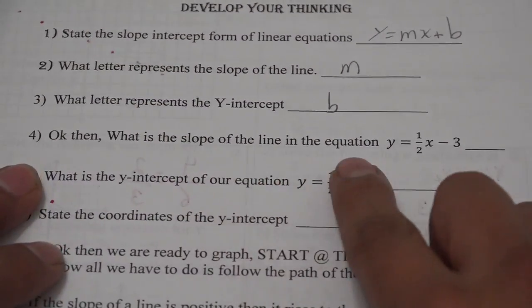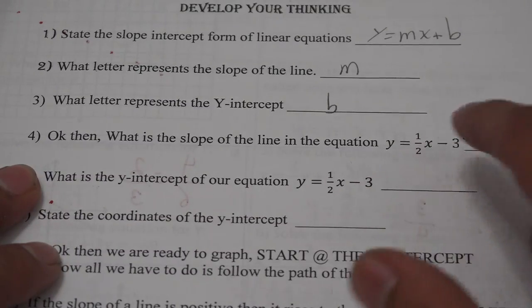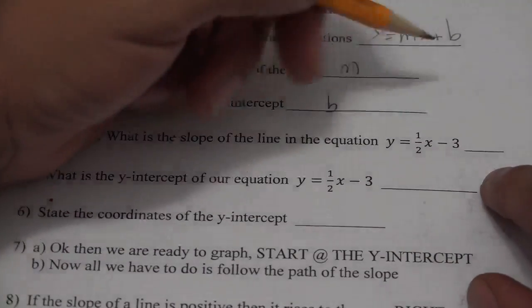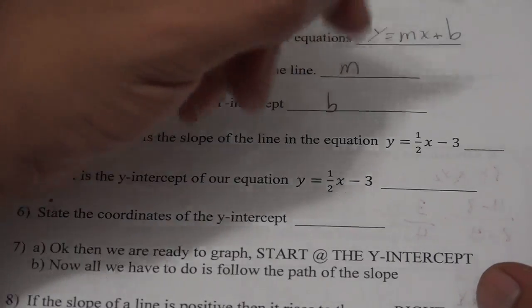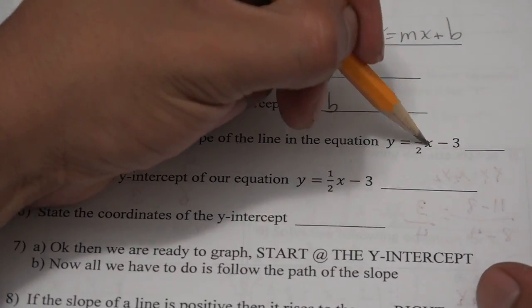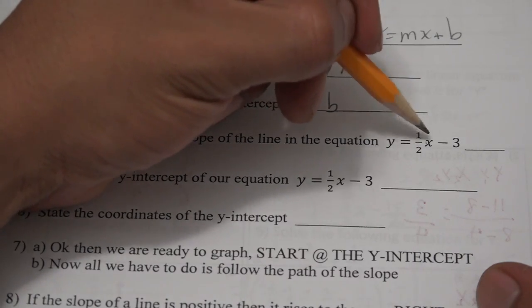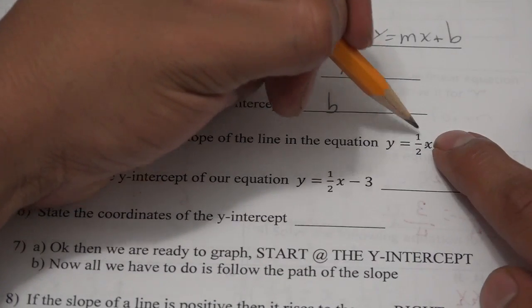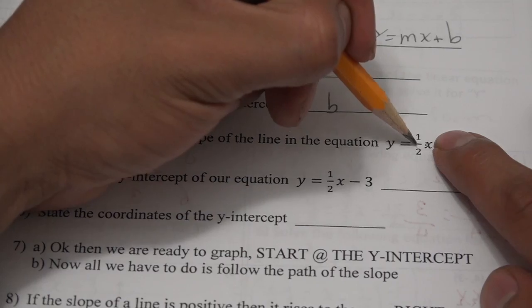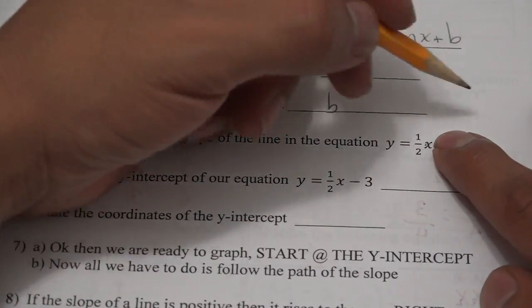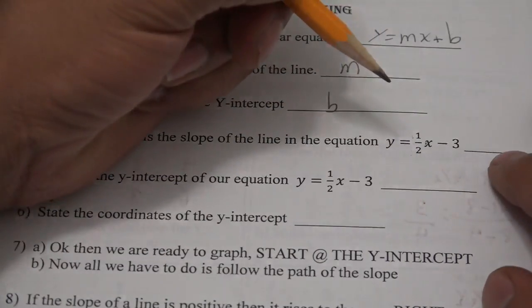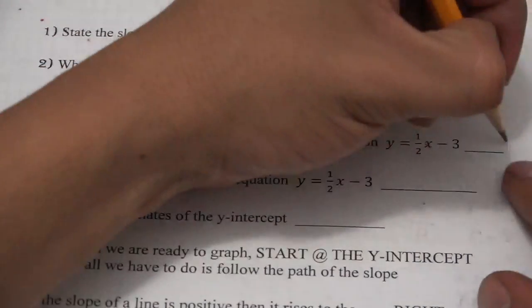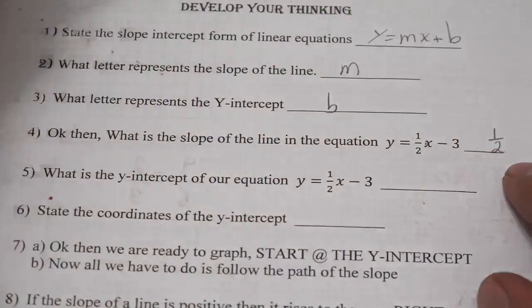Now, what is the slope of the line in the equation y equals 1/2 x minus 3? The slope is always the number that is changing the x. In this case, the x changes by 1/2. In other words, whatever the value of x is, it gets chopped into half by the slope. Graphically, it means that you're going to move 1 up and 2 to the right. So the slope is 1/2.